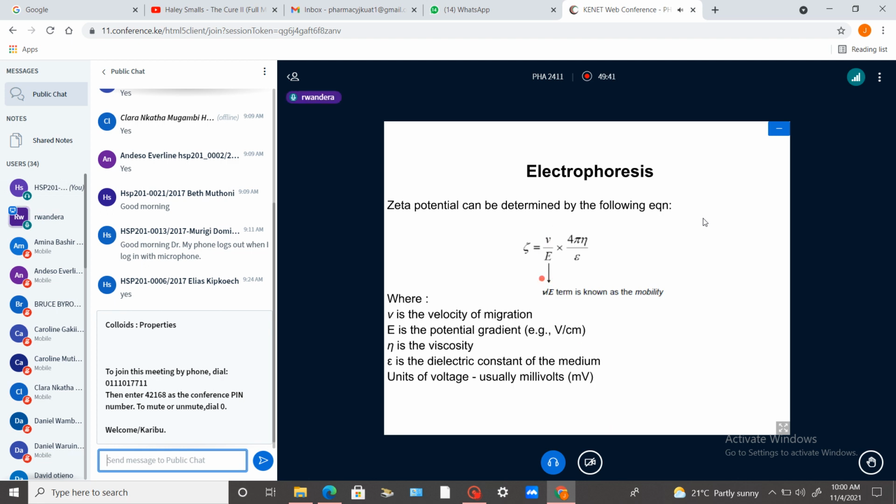Still on electrophoresis, you can determine the zeta potential, represented by this symbol, using this equation, whereby V is the velocity of migration of your particles, E is the potential gradient, η is the viscosity of your dispersion medium, and this symbol is the dielectric constant of your medium. Pi is known. So from electrophoresis, you can also calculate the zeta potential of your colloidal dispersion.